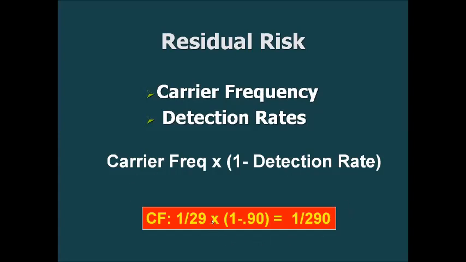In this example, we'll use a Northern European Caucasian population, which will have a 1 in 29 carrier frequency for cystic fibrosis. The common mutation panel recommended by the American College of Medical Genetics and Genomics has a detection rate in this population of 90%. Thus, the residual risk is 1 in 290 from its starting point of 1 in 29.